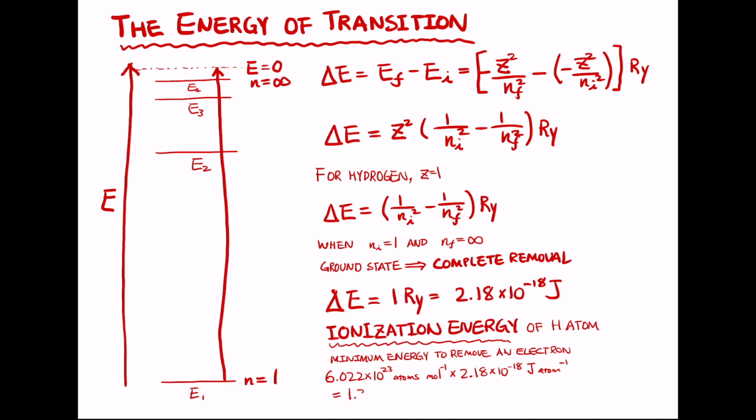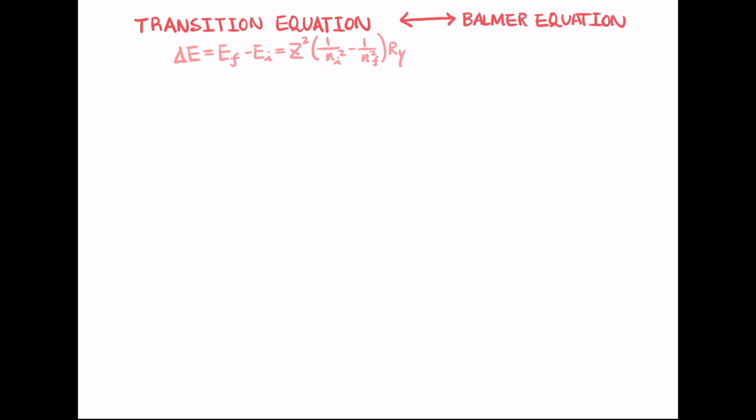This value is extremely close to the measured ionization energy for hydrogen, 1312 kilojoules per mole. We close this lecture by relating the transition equation with the Balmer series. Examining the two equations, we already see similarities. They both involve differences in the reciprocals of squared integers. How do we relate transition energy with frequencies in the Balmer series?